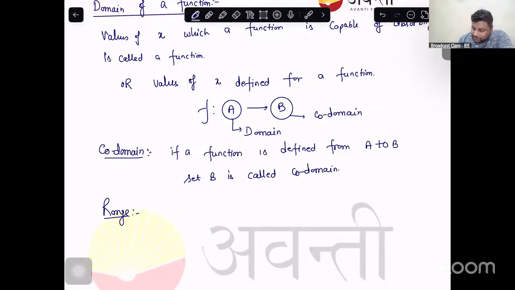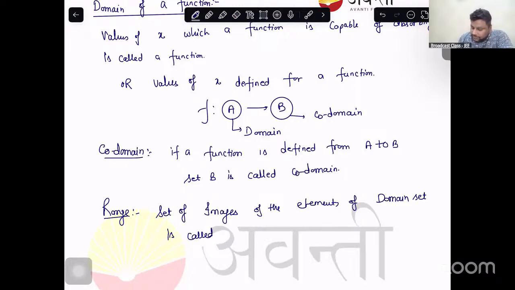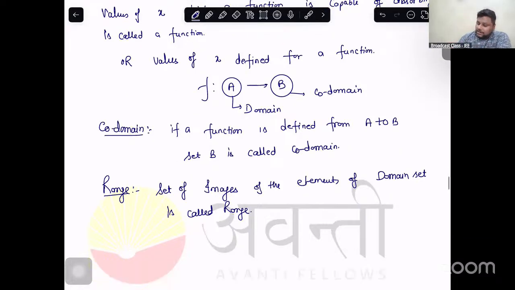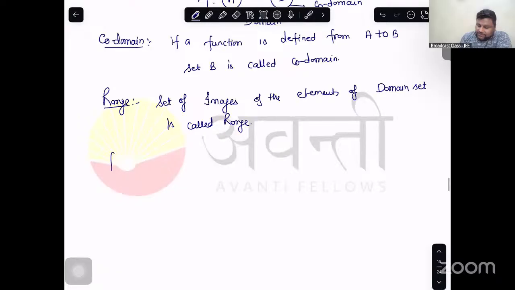Range is what? The set of images of the elements of the domain set is called range. It means whenever the domain values are placed into the function, whatever you get is called range. Now say a function f is defined from A to B.